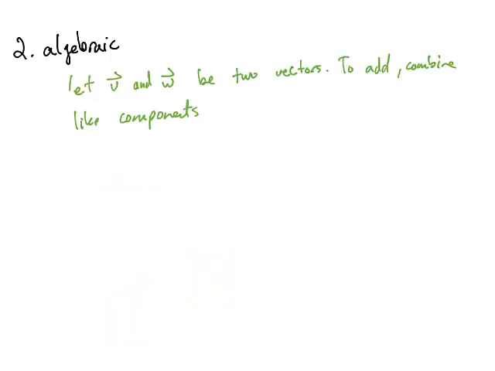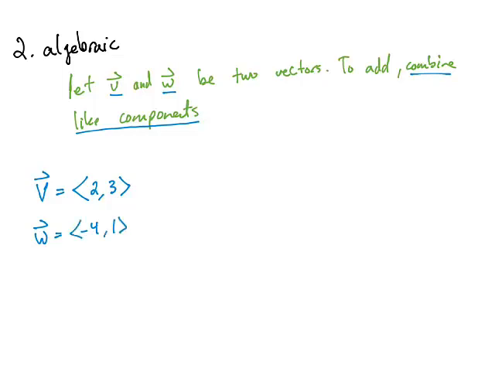All right, so to add vectors algebraically, suppose we have two vectors v and w. To add, all we do is we combine the like components. So what we mean by that is, suppose that vector v is 2, 3. Vector w is -4, 1. What this representation means is in vector v, 2 is the horizontal component, 3 is the vertical component. In vector w, -4 is the horizontal, 1 is the vertical.